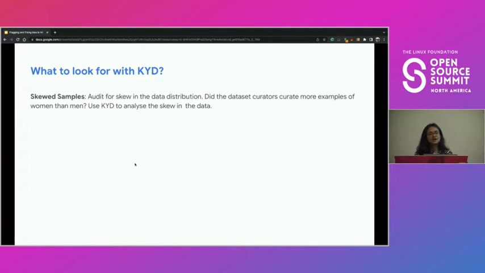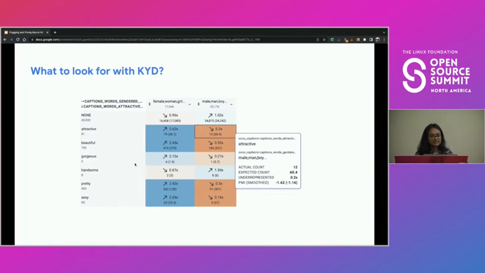So with KYD, you can look for skewed samples. Do you have more examples of women than men in your data? Then that's a skewed representation, and you can find that out. For example, here it's a text-based data set, and you can see the word attractive correlates very much with female, and beautiful, again, correlates very much with female, and so on. You might think your model is group unaware, but it might be picking up on these proxies and causing bias downstream.